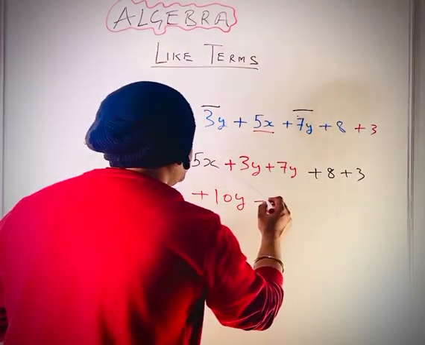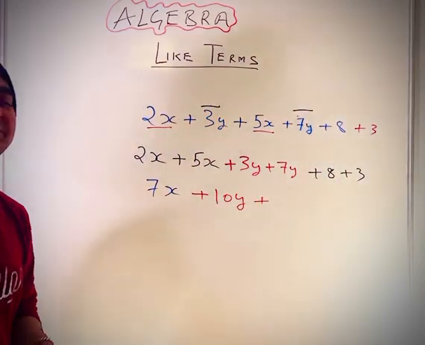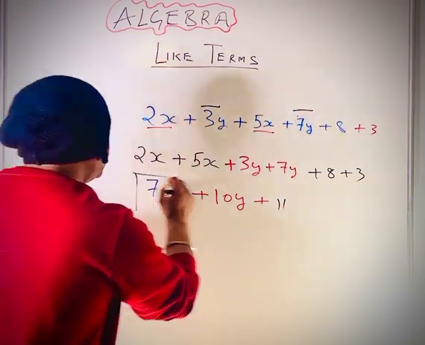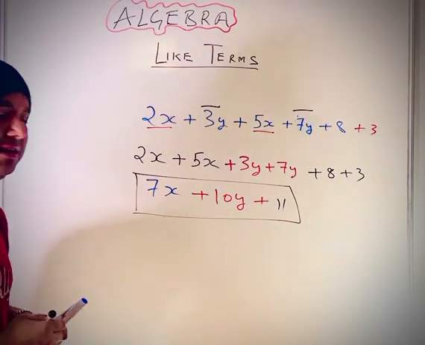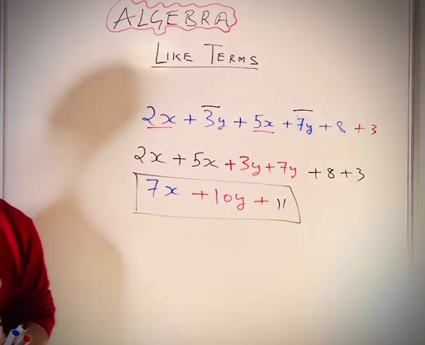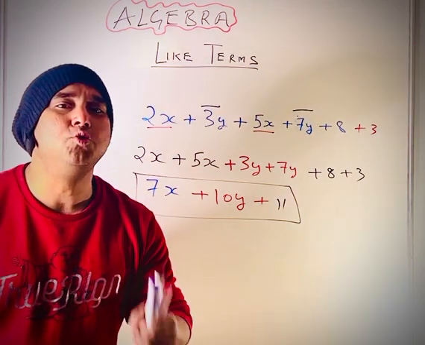Now here, you know how to do this addition: 8 plus 3, that will be 11. That is how you write them in the simplest form. Does that make sense? That's how you write them in the simplest form in case of only addition.